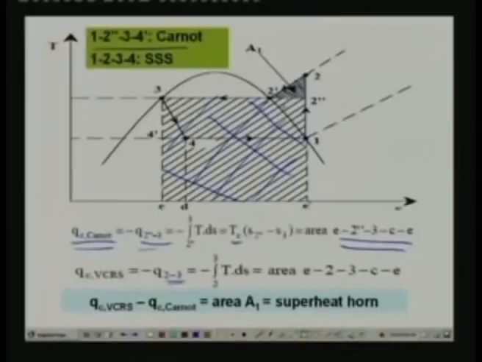So you find that the difference between the heat rejection of a vapor compression cycle and the Carnot cycle is nothing but this area 2'22'', or area A1. And this area is known as the superheat horn. This is coming because we are replacing the isothermal heat rejection of the Carnot cycle by an isobaric heat rejection process.